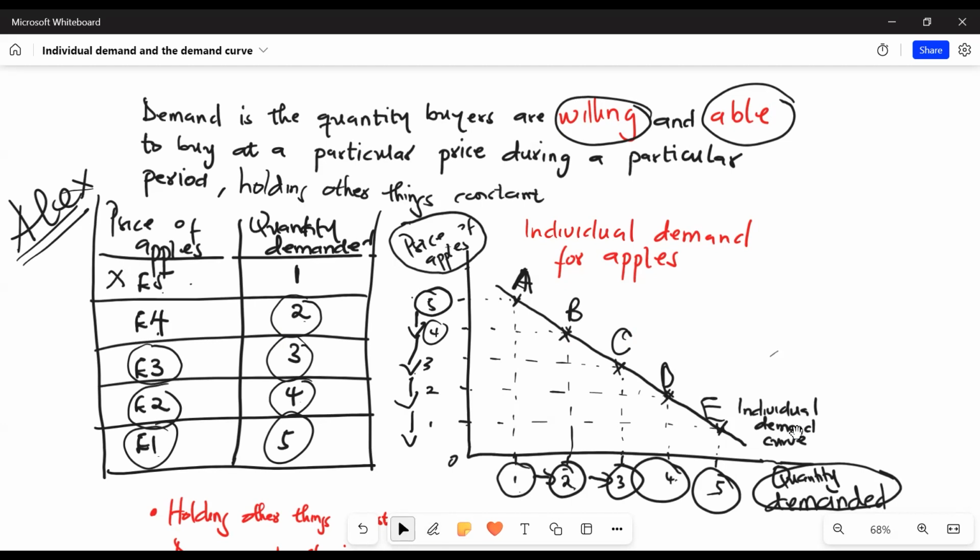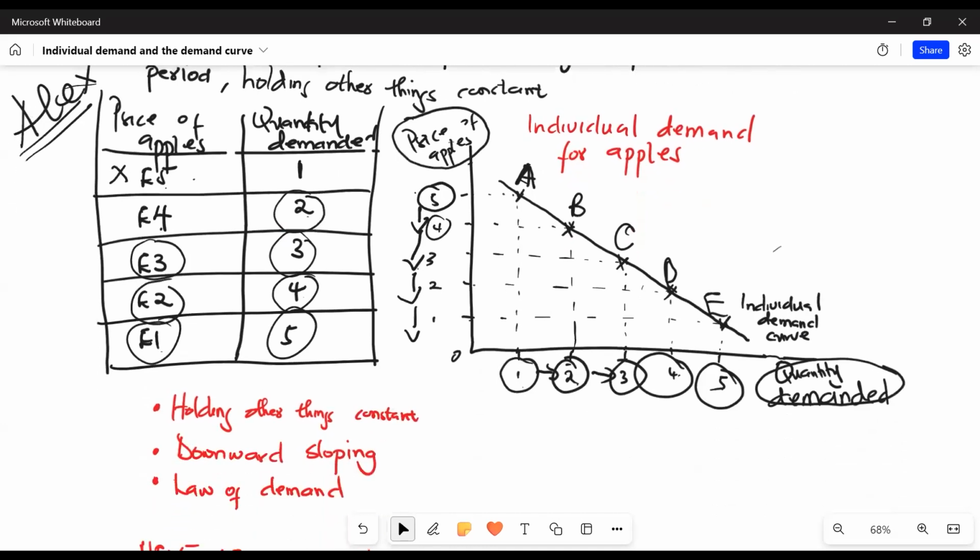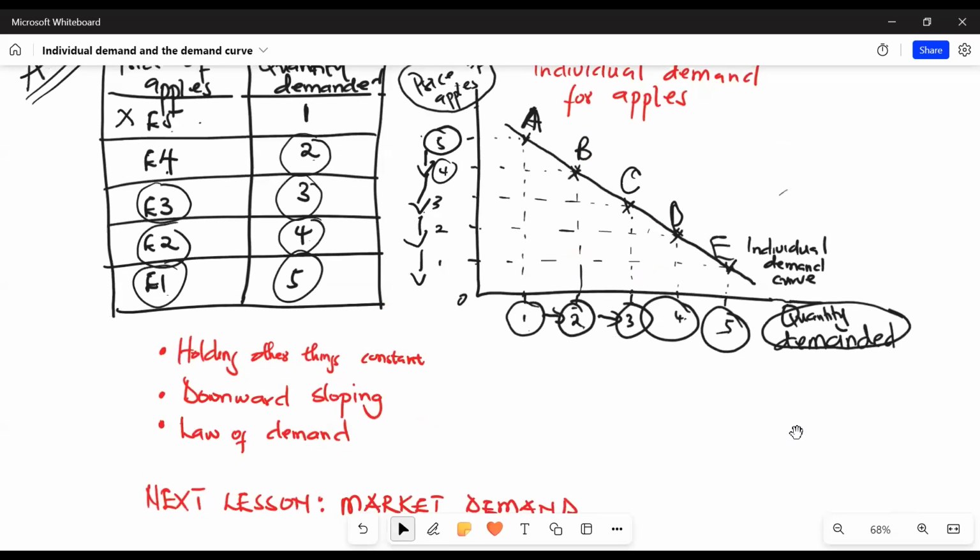And the demand curve shows the relationship between the price and quantity demanded of a good or service during a particular period, holding all other factors constant. Now, when we say holding all other factors constant, what we mean here is that there are other factors that affect quantity demand beyond the price. Examples are consumer preference, income, expectations, and prices of other related goods.